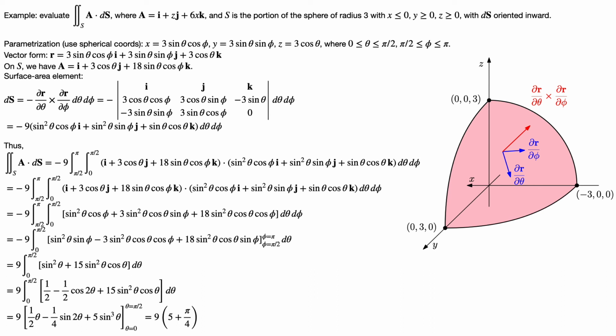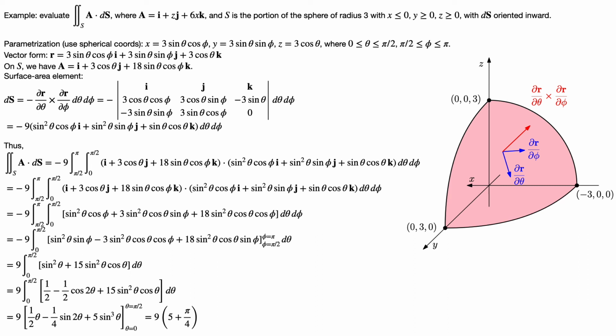We only want the part of the sphere with z greater than or equal to 0, so theta, the polar angle, just goes from 0 to pi over 2. And since we want x less than or equal to 0 and y greater than or equal to 0, this means we're in the second quadrant of the xy plane, so phi, the azimuthal angle, goes from pi over 2 to pi.